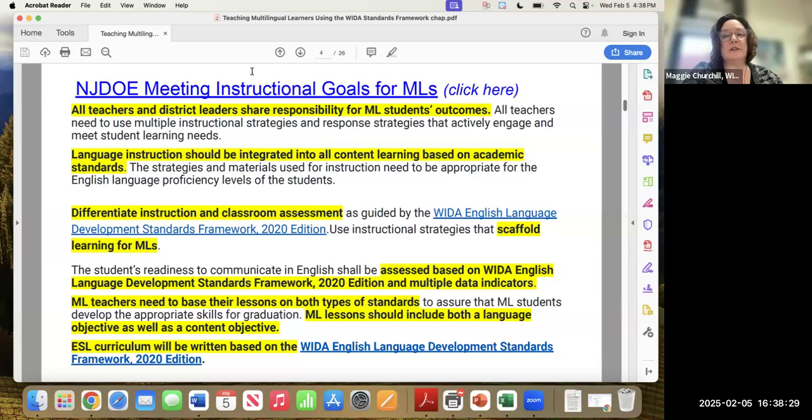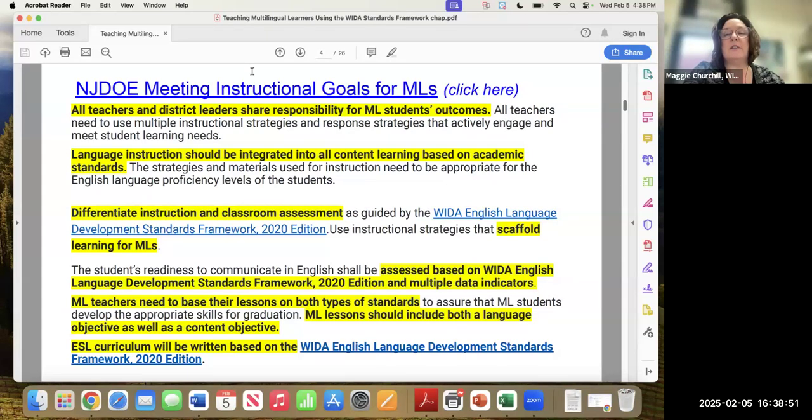I've already presented this to my district staff in both buildings where I teach. People have been informed, but it's really only at the very beginning stages. Most importantly, it's now expressly stated in the code that all teachers and district leaders share that responsibility for the outcomes of multilingual learners.